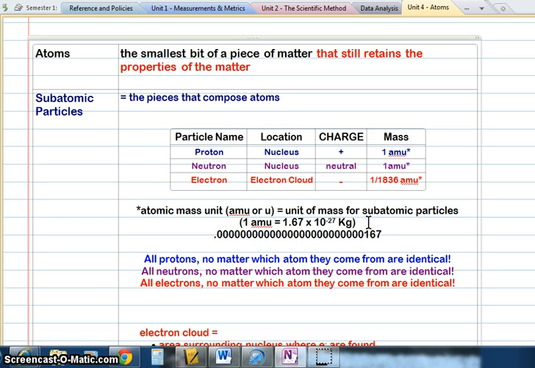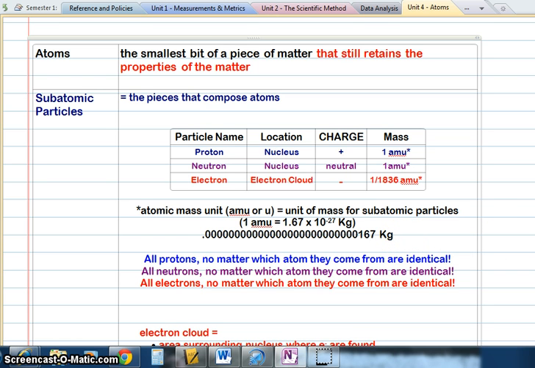Yes, it says 27. I don't know why. 27 here, because this is 3 spaces. Oh, should I have one more 0 in there? Yes. There you go. That's how small of a kilogram an atomic mass unit is. What you need to know is that it's just really small.